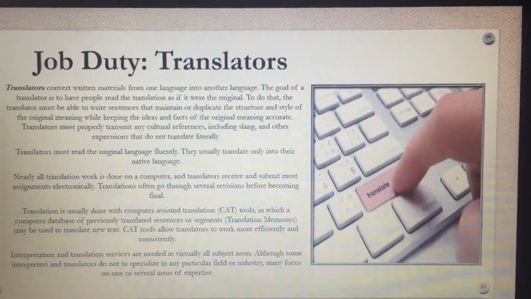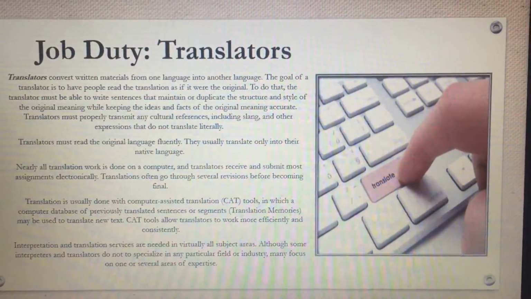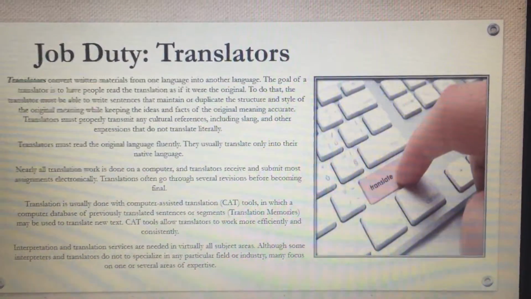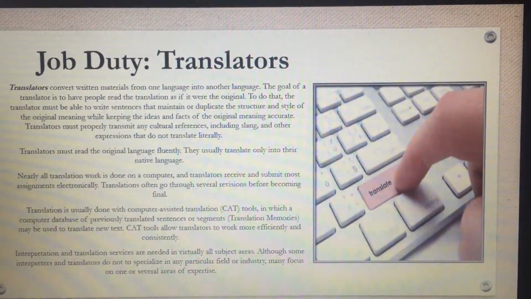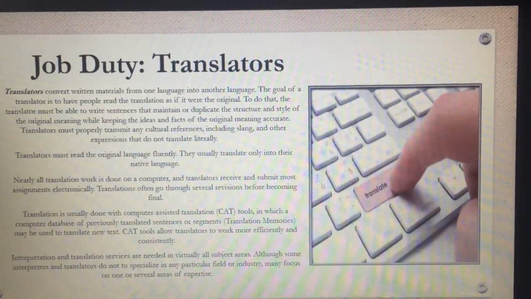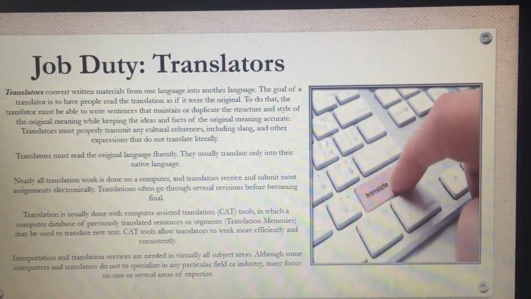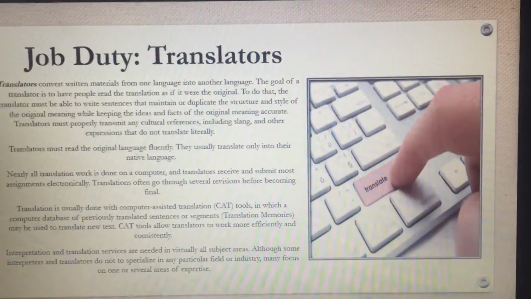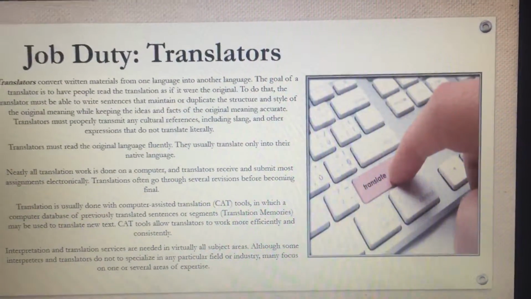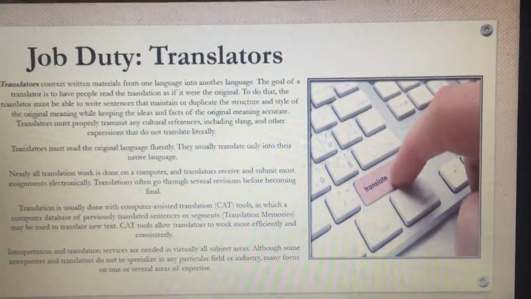Job duty: translators. Translators convert written materials from one language into another language. The goal of a translator is to have people read the translations as if it were the original. To do that, the translator must be able to write sentences that maintain or duplicate the structure and style of the original meaning while keeping the ideas and facts of the original meaning accurate.